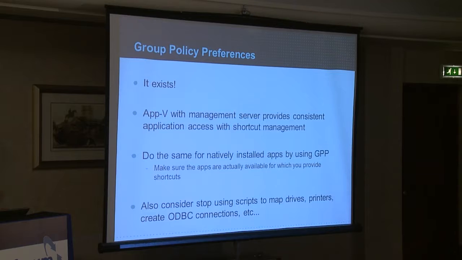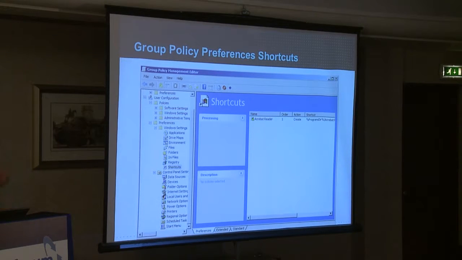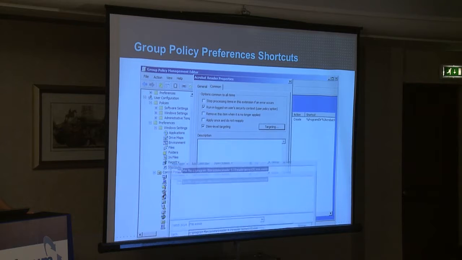Well, let me skip this one. I think I used to preach on this for years: stop using scripts, use Group Policy User Preferences to get the same experience for natively installed applications as for AppV. Because most people, I still realize, I didn't see a lot of hands go up yesterday in Nicke Kalla's session, but most people, in my opinion, still use the management server to deliver the shortcuts and file type associations with AppV. So the nice thing is you can also do this for natively installed applications using Group Policy User Preferences.